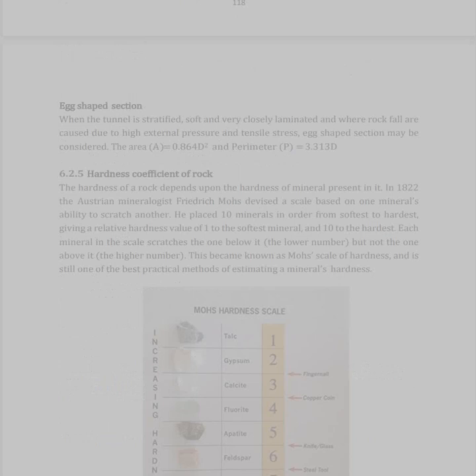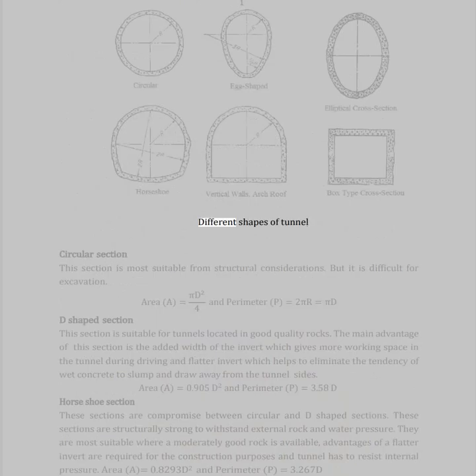Different shapes of tunnel. Circular section. This section is most suitable from structural considerations, but it is difficult for excavation. Area, A, equals pi d squared by 4 and perimeter, P, equals 2 pi r equals pi d.